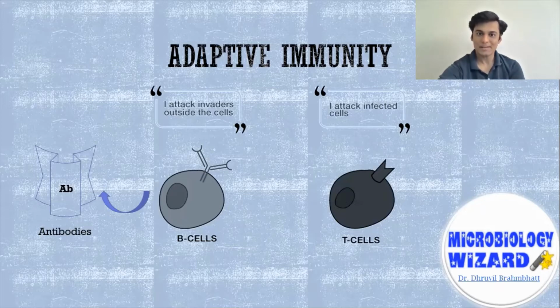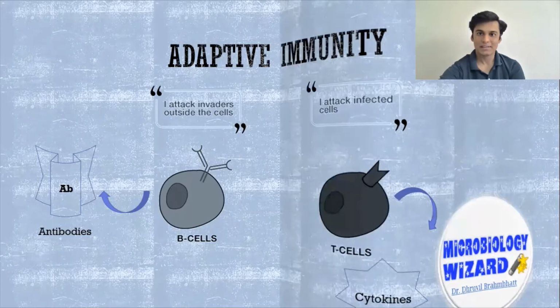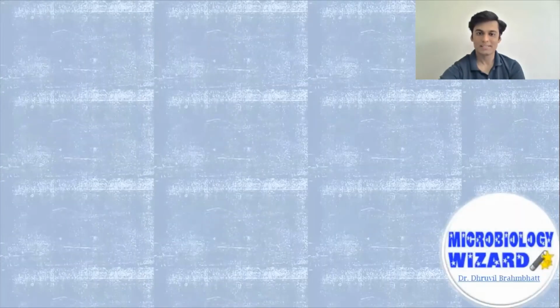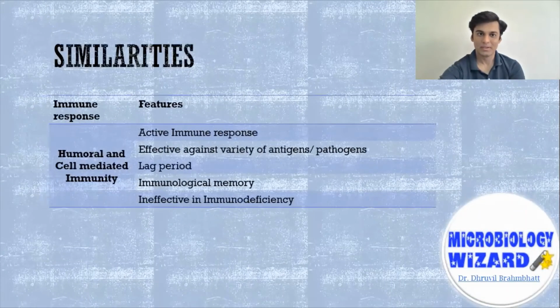The cell-mediated immunity is based on the action of specific T lymphocytes that directly attack cells infected with virus or antigens. T cells lyse them and release chemicals called cytokines that enhance specific immunity and innate defenses such as phagocytosis or inflammation. Now let's discuss the similarities between humoral and cell-mediated immunity.